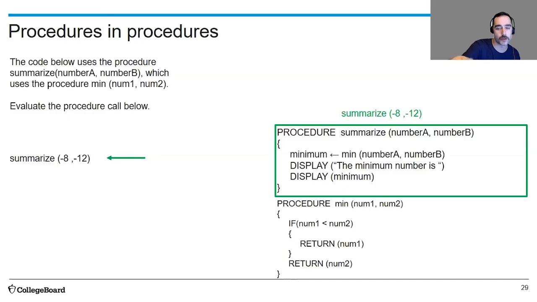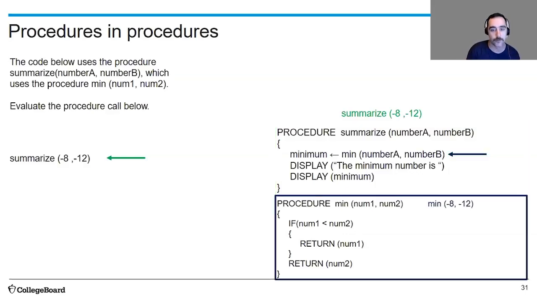And so those are the values that we will use throughout this procedure. So remember, -8 and -12 are the arguments, and number A and number B are what we call the parameters. So let's pass those arguments through the function and let's see what happens. Well, the very first thing is a reference to the procedure below, minimum for number 1 and number 2. So we're going to have to leave this procedure and go to the procedure below.